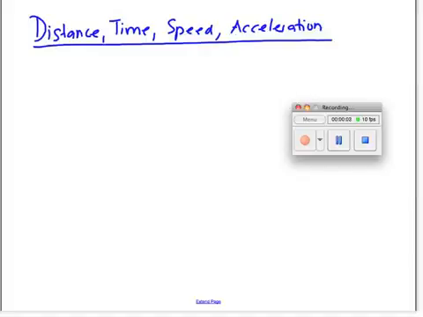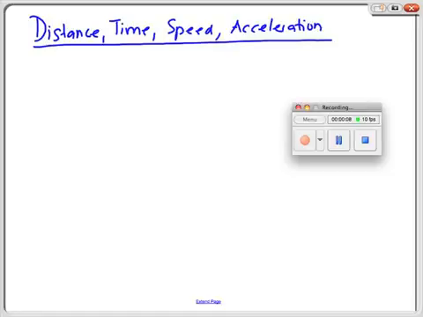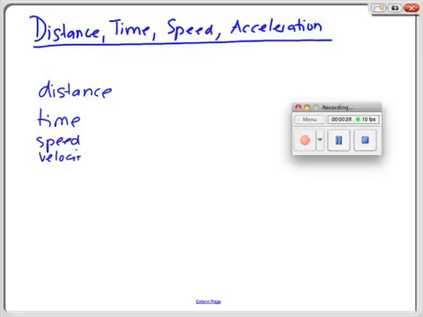This is a revision course on distance, time, speed and acceleration. I'm going to start with giving you an overview over the different units that we use. So let's start with the basics. We have the distance and we have the time, then we have the speed or velocity, and we will come to the difference in a moment, and we have acceleration as well.